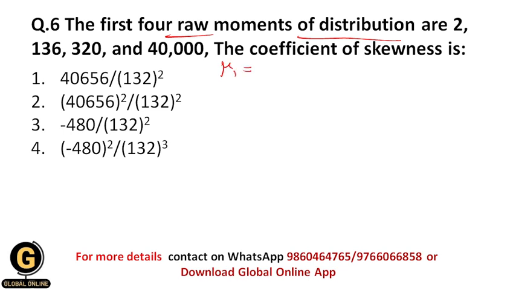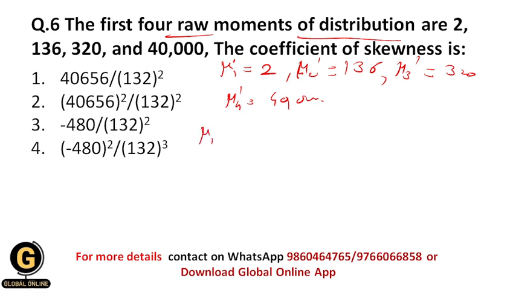So first of all, write the values of raw moments. Let us assume mu1' is equal to 2, mu2' is equal to 136, mu3' is equal to 320, and mu4' is equal to 40,000. Now let us find the values of the central moments. mu1 is your first central moment, so mu1 is equal to mu1' which is equal to 2. The formula is actually the same.